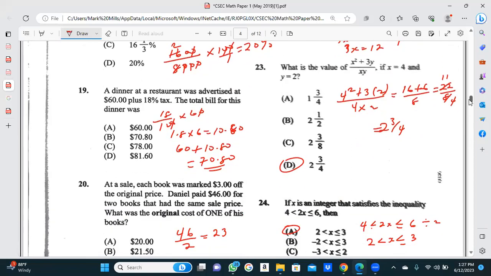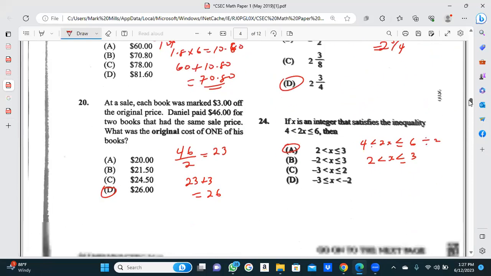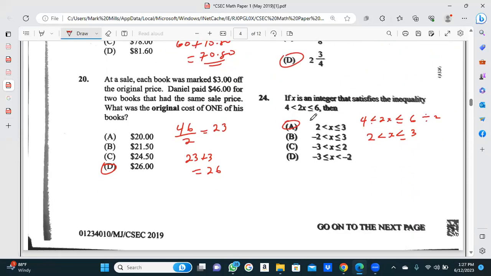Then 23, we substitute the values for x and y. When we substitute the values for x and y, we get 16 plus 6 over 8. We get 28 over 8. You break it down and get 3.5. 24 now. They give this inequality. We divide everything by 2 and we get 2 less than x less than or equal to 3.